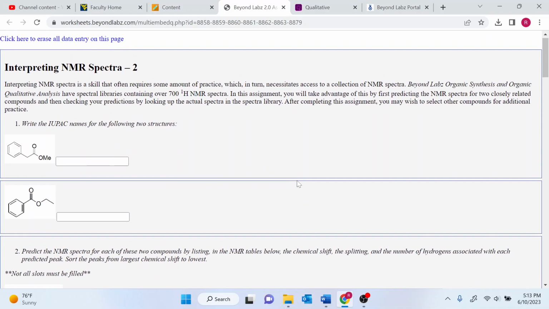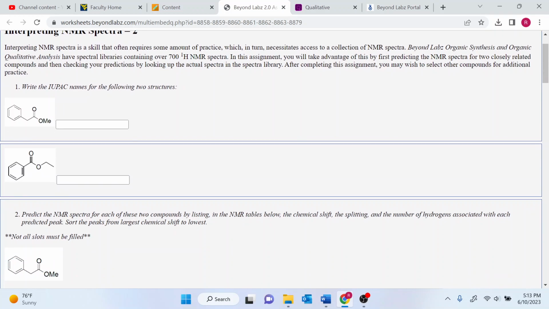So back to this sheet over here, you're going to name those compounds. For example, this one, this is going to be an ethyl. This is a benzyl, so it's going to be an ethyl benzoate. This is how it's going to appear in the Beyond Labs proton NMR sheet.